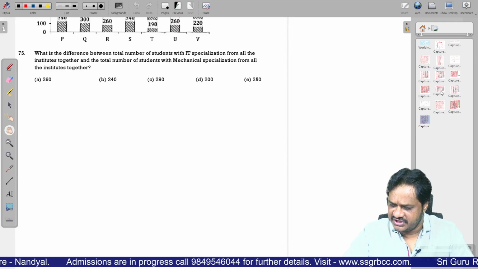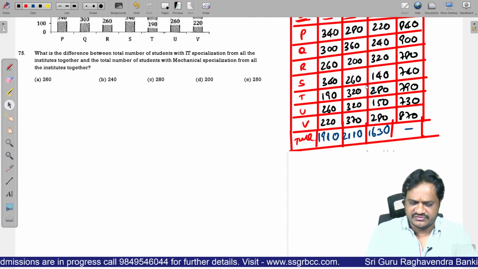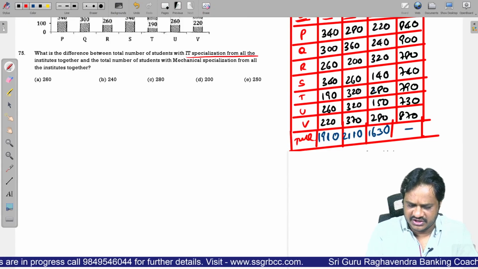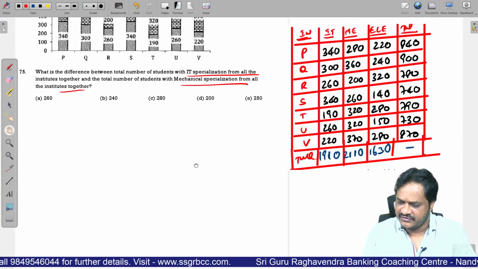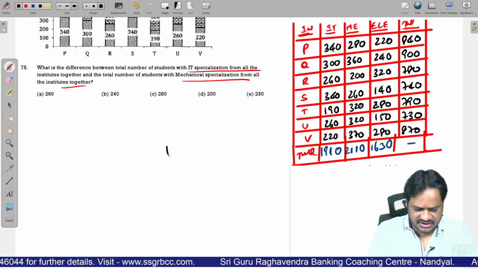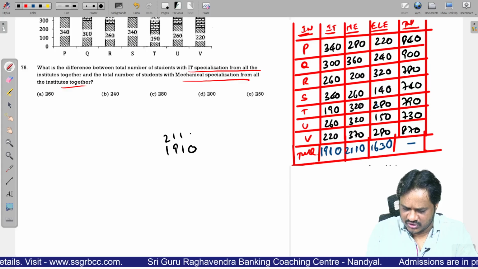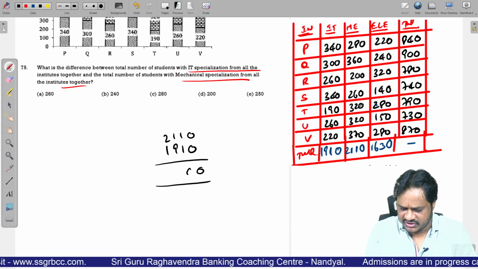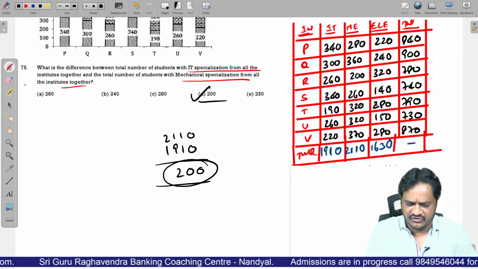What is the difference between total number of students with IT from all institutes together and mechanical from all institutes? IT total is 1910. Mechanical total 2110. So what is the difference? 200. Option 4 is the correct answer.